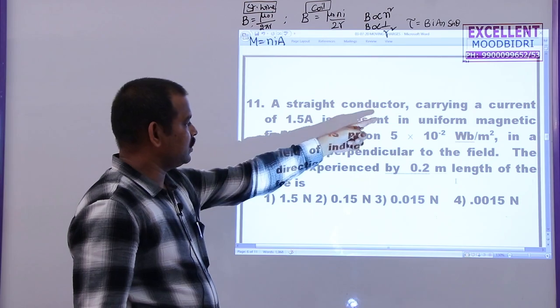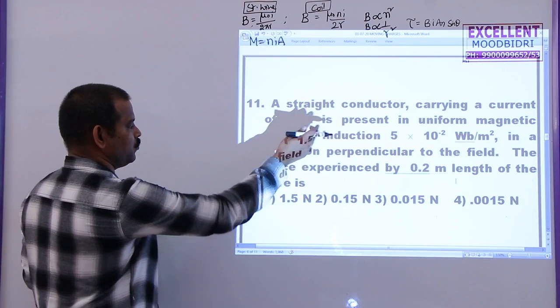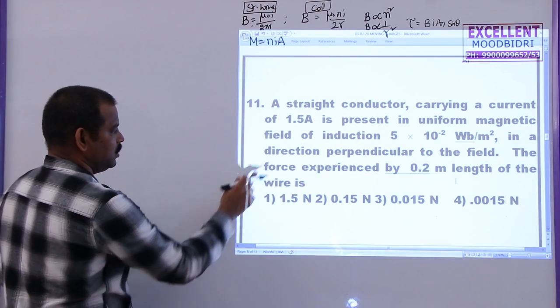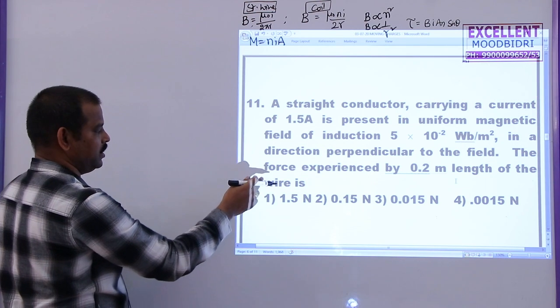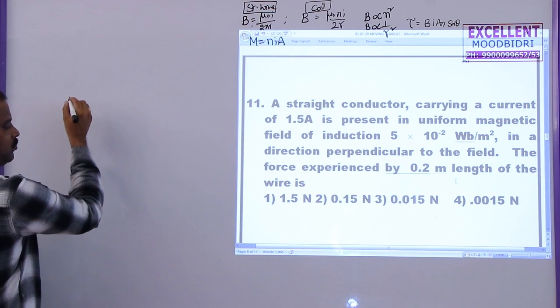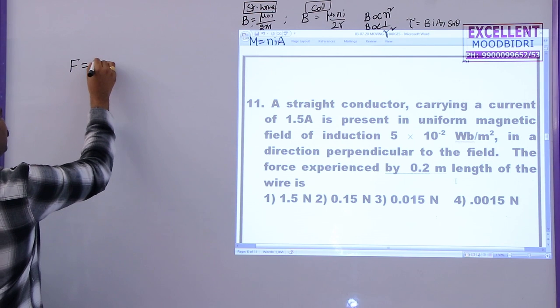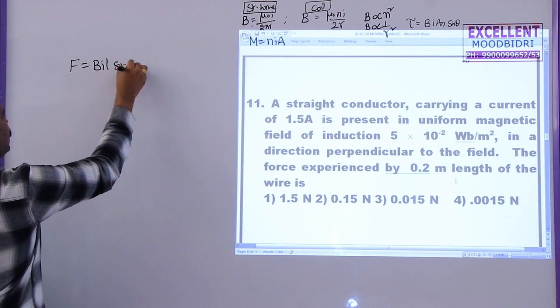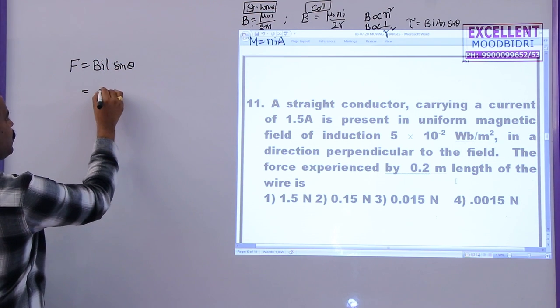A straight conductor carrying a current of 1.5 ampere is present in a uniform magnetic field of this much, in a direction perpendicular to the field, that is theta is 90. Then what is the force on a 0.2 meter length of the wire? We know this formula, F is equal to BIL sin theta. Magnetic field is 5 into 10 power minus 2.